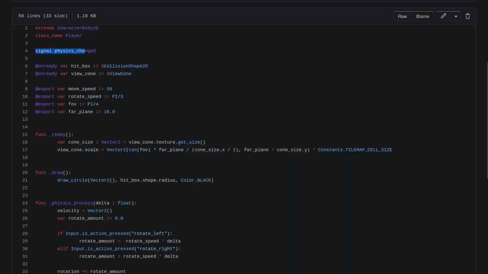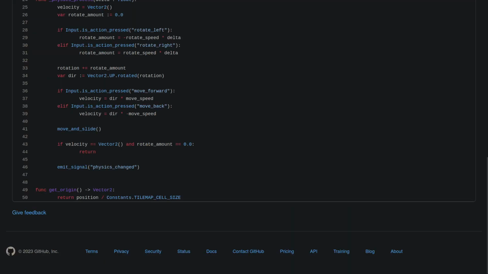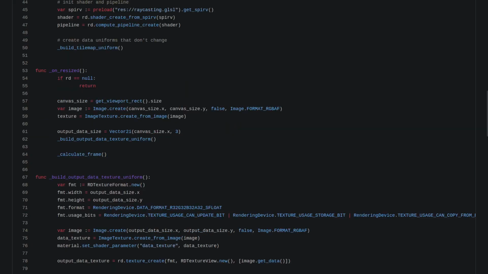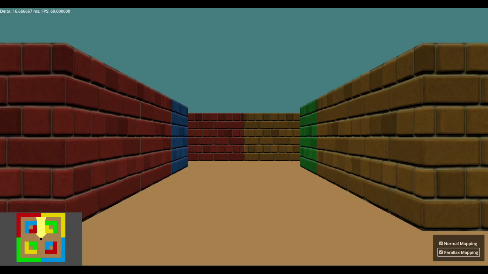To achieve this, we simply define a new signal in the player class. In the process update, if any of the physics change, in this case we care about velocity and angle, then we emit the signal. In the canvas script, we listen for the signal and only recompute the texture if it's fired. We also need to recompute it if the canvas size changes, as the size of the output texture changes as well. Visually, nothing has changed, but it's more optimal.